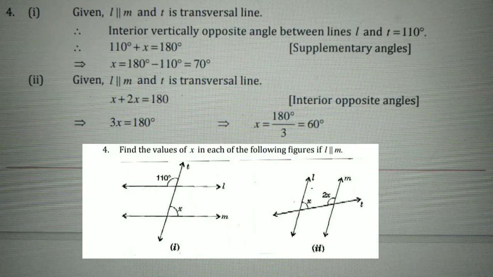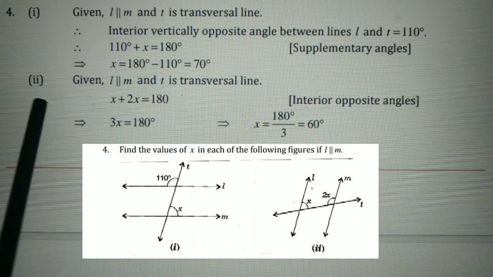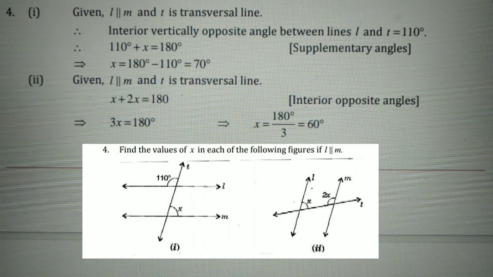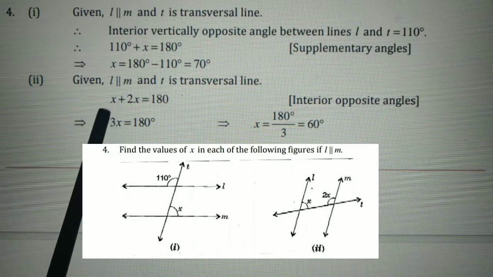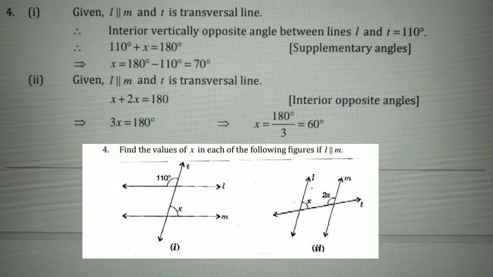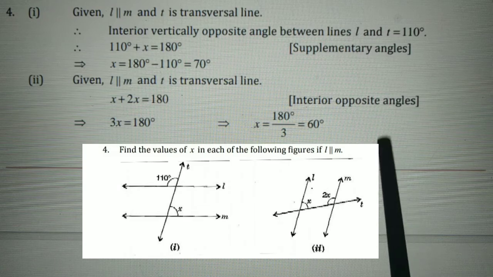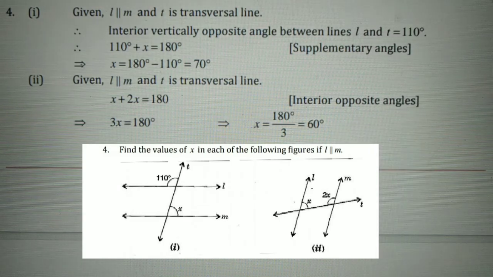Now the next question, second part. So observe the diagram of the second question. L is parallel to M and T is the transversal line. Now the angles on the same side: one is x, second is 2x. The sum of these angles is equal to 180 degrees, that is, interior angles on the same side, after adding, give 180 degrees. Alright, so we get the equation 3x is equal to 180.